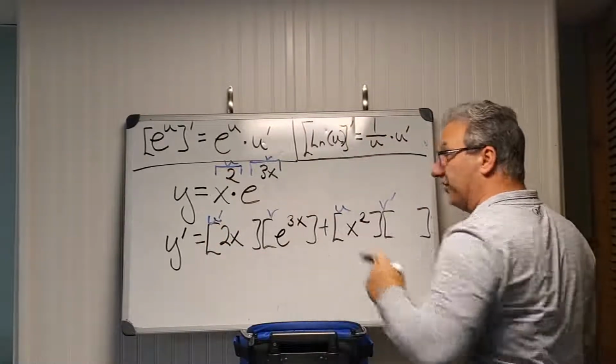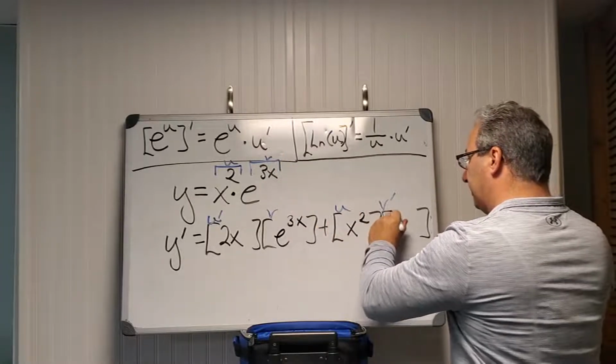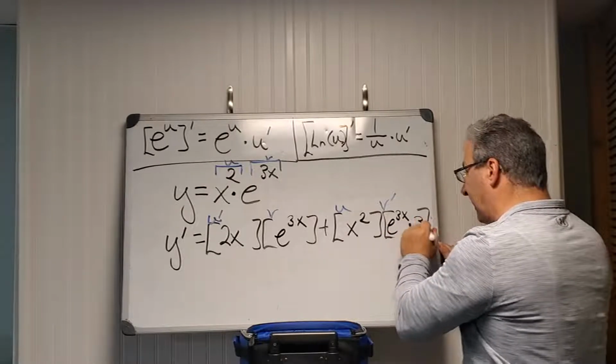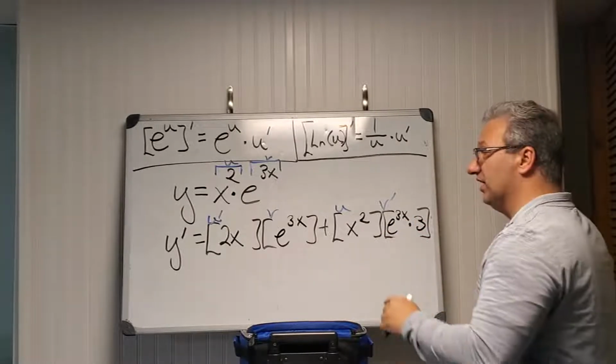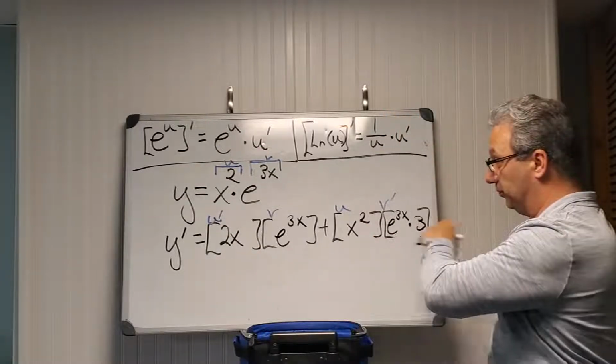The derivative of e to the 3x, it's up there, my friends. The derivative of e to the 3x is e to the 3x times 3. Thank you for paying attention. Again, the derivative of e to the u is e to the u times u prime.